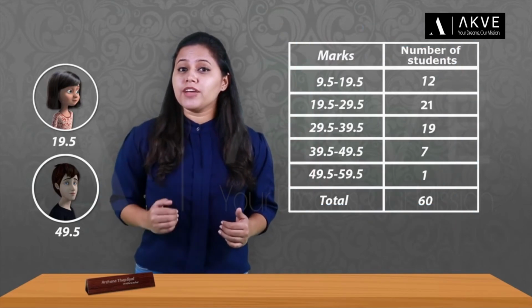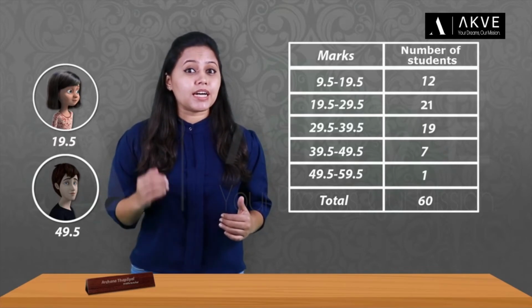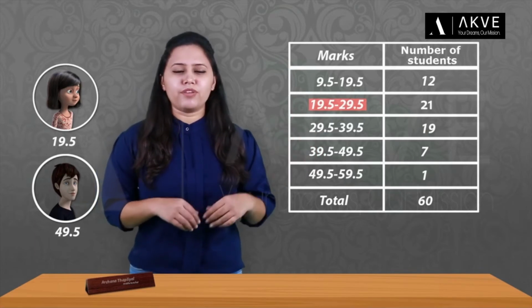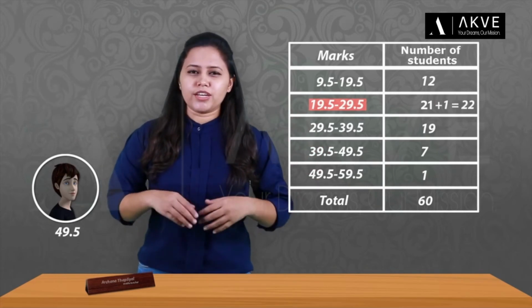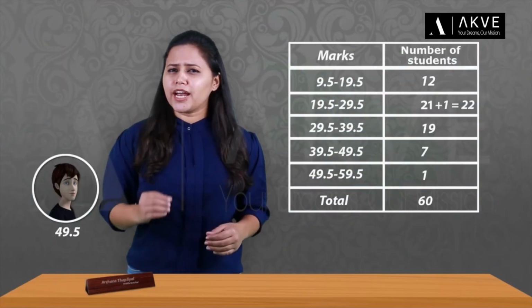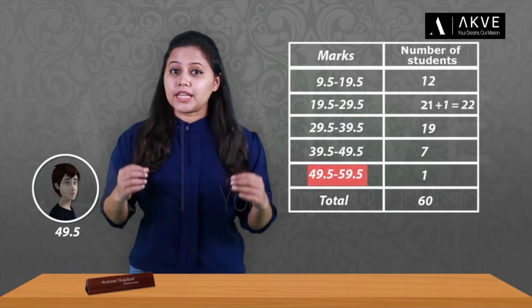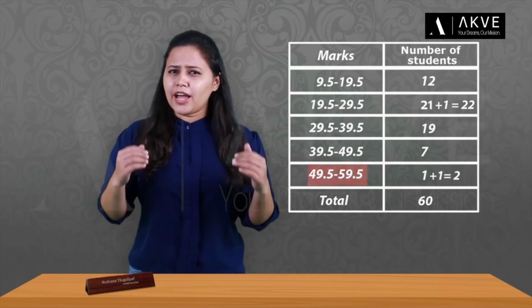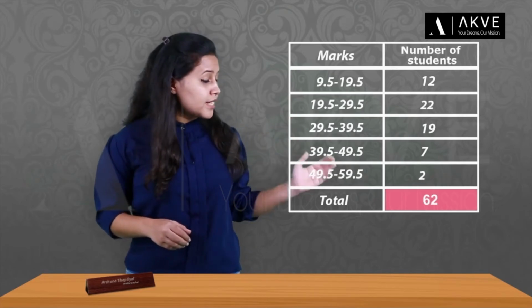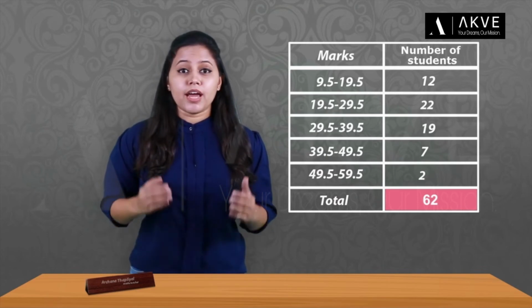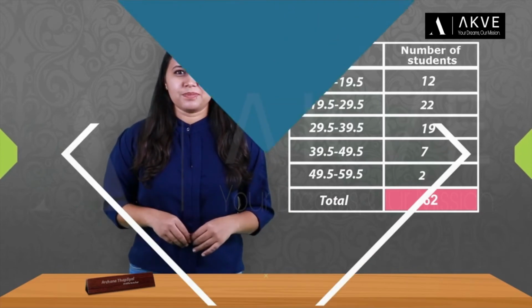So in which class shall we include 19.5? Yes, you said it right. 19.5 is included in the class 19.5 to 29.5. And the frequency of the class changes to 21 plus 1, which is 22. And 49.5 will be included in the class 49.5 to 59.5, thus making the frequency 2. I hope there is no confusion regarding this. Now, the total frequency changes to 62, which is the exact number as there were 2 new admissions to a class of 60 students. Great!